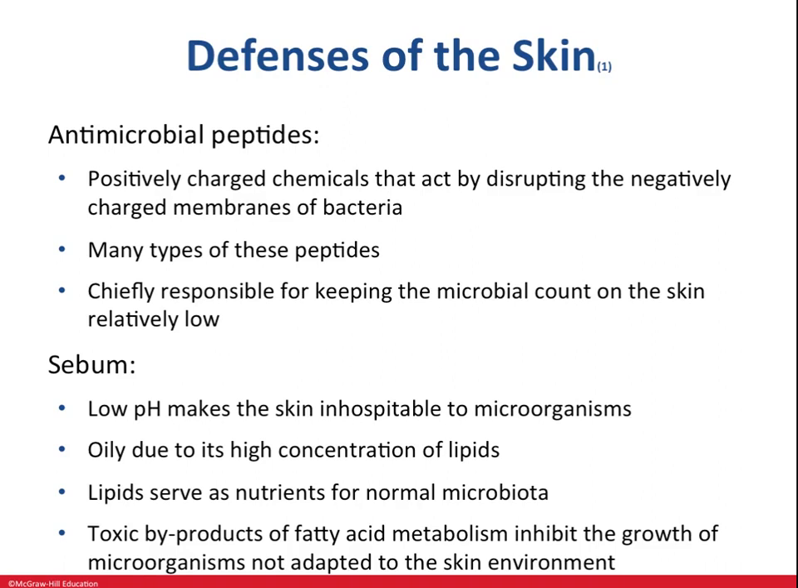Secondly, it can secrete some peptides, the antimicrobial peptides. Those can denature the pathogen and kill the bacteria. Those are positively charged chemicals that can disrupt the negatively charged membrane of bacteria, so it can kill the bacteria.